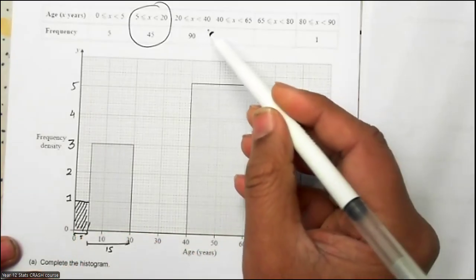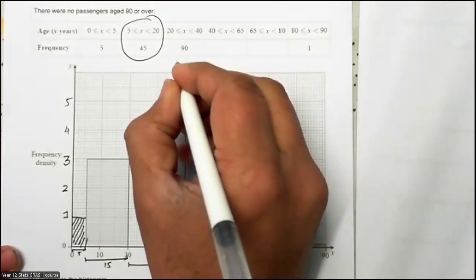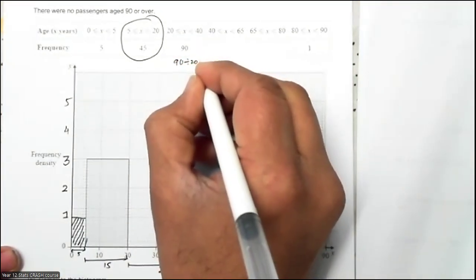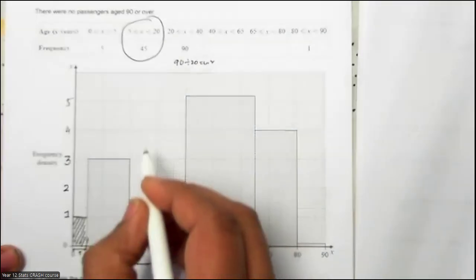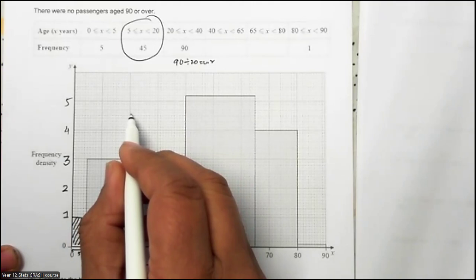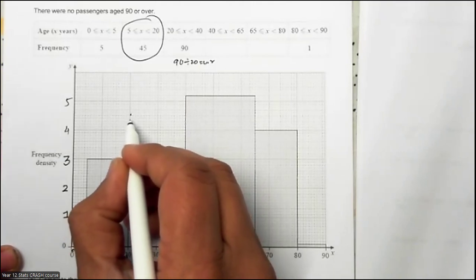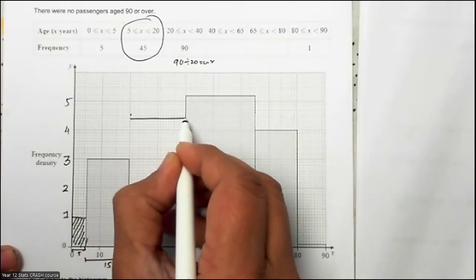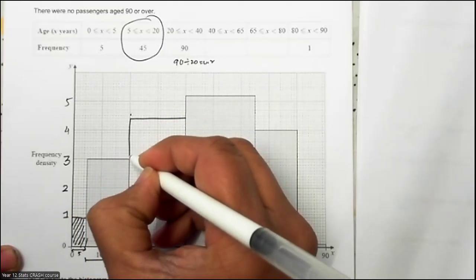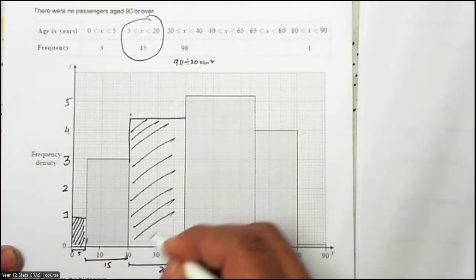Okay, 20 to 40, that is 20, and 90 is the frequency. So let's find the height. 90 divided by 20 is 4.5. So going up to 4.5, so this is 4, so somewhere in the middle of 4. This will be 4.5, and we can count this 4, 1, 2, 3, 4, 5. So this is 4.5. So that becomes the height of this bar to give the frequency 90.